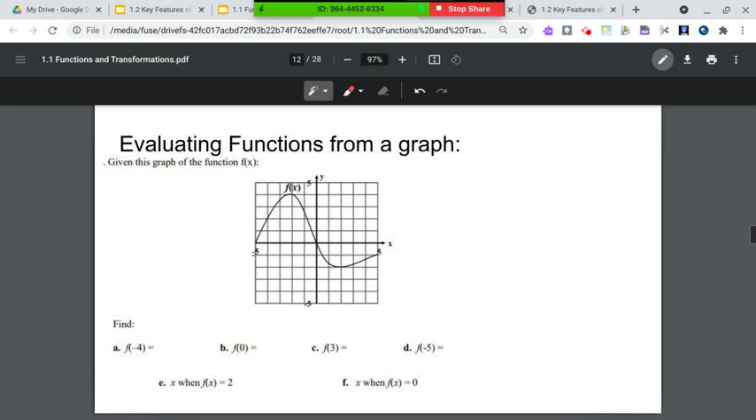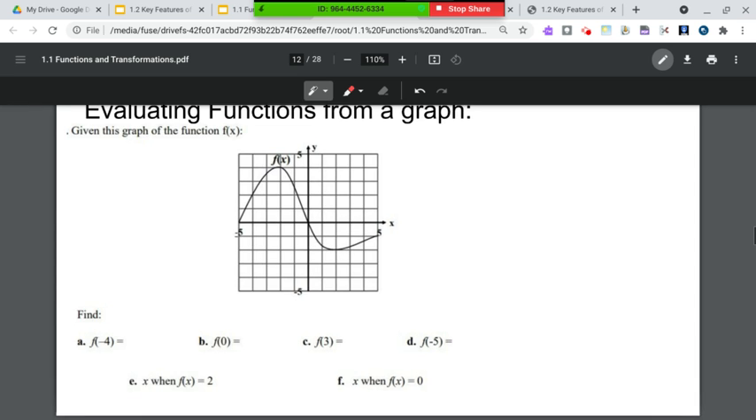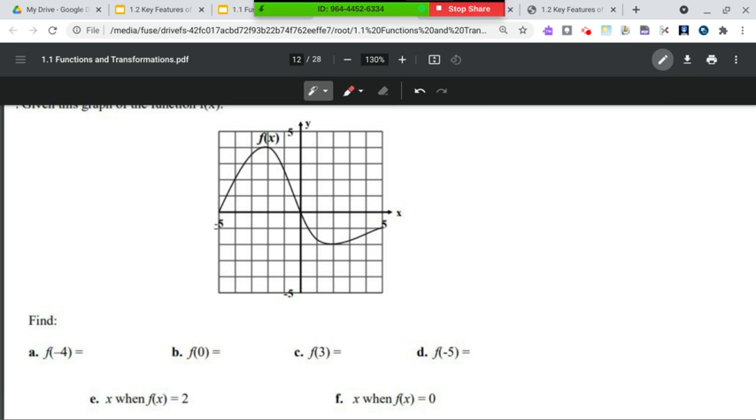Okay, let us keep going. The next skill, which you may or may not have seen before, is evaluating functions from a graph. So we have here f of x. We have a graph, can you see this okay? Yeah. Okay, so we have to find f of negative 4. So when our x is negative 4, where does it land on f of x?